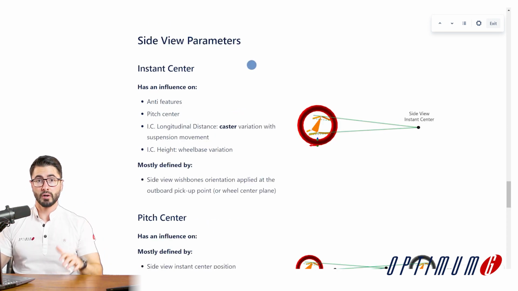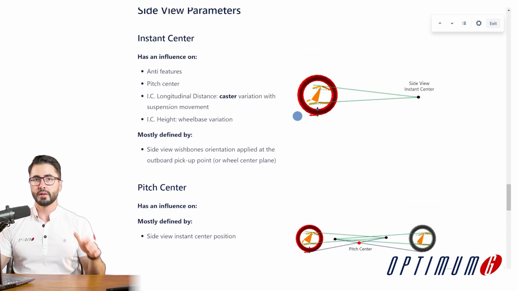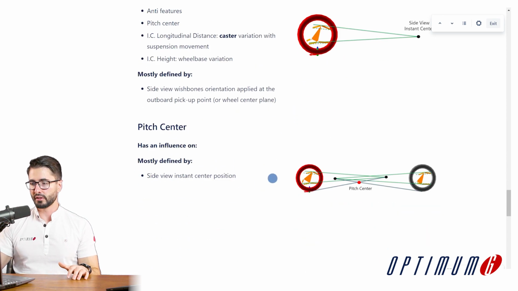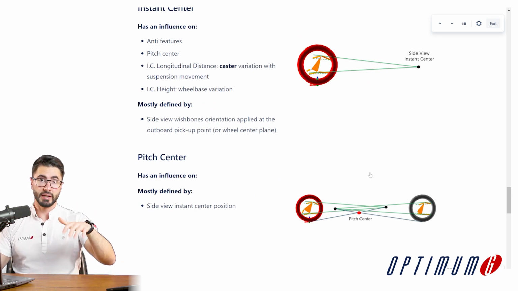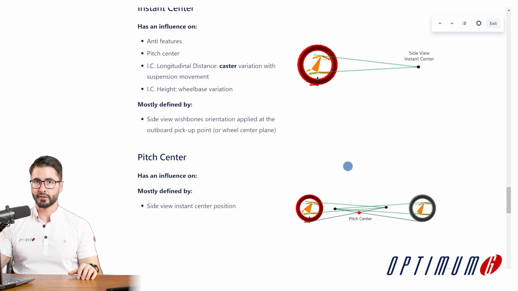Now moving to side view parameters, we have a similar definition for instant center, where we're looking at, again, the inclination or orientation of the wishbones. In this case, looking at the side view, it will determine the anti-features, pitch center, and also the longitudinal position and height will influence caster variation and wheelbase variation. A consequence of the instant center positions will be the pitch center, which influences how much the car pitches under braking, acceleration, or any longitudinal weight transfer.